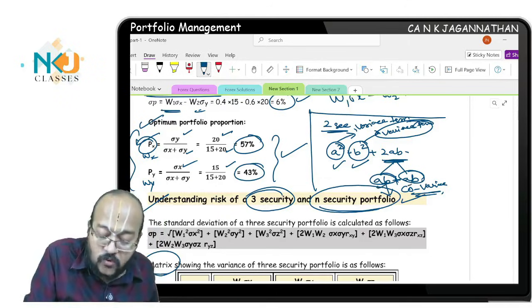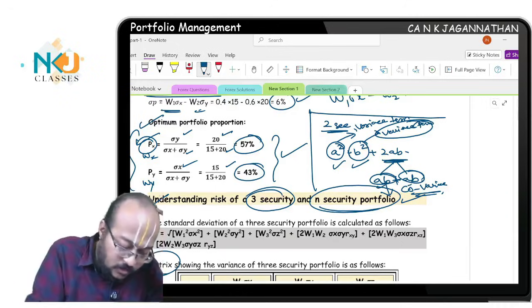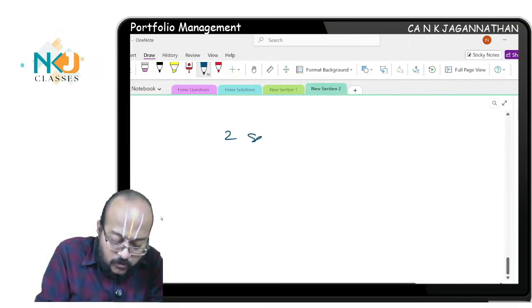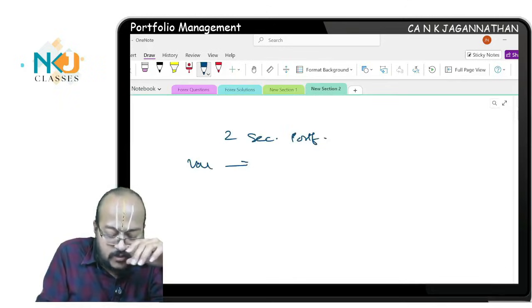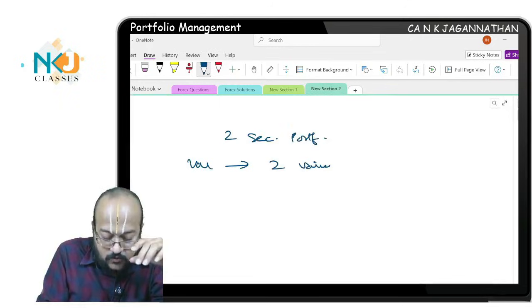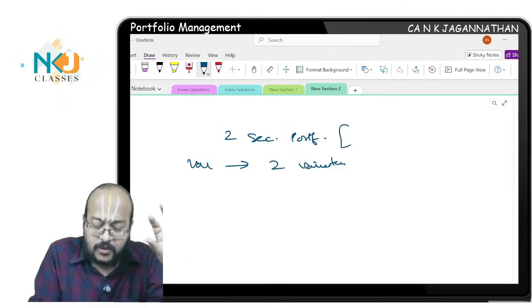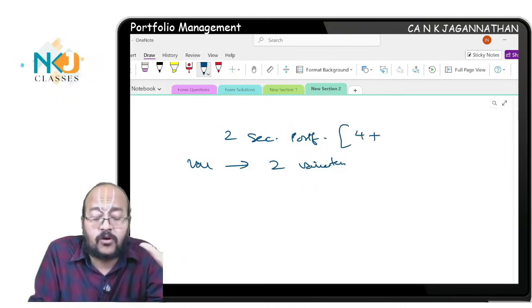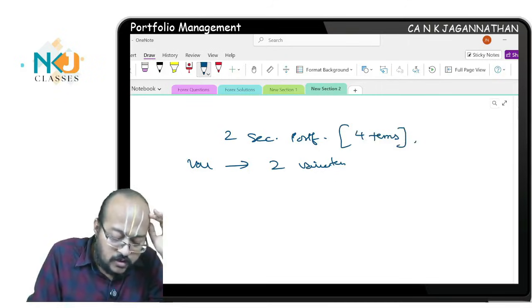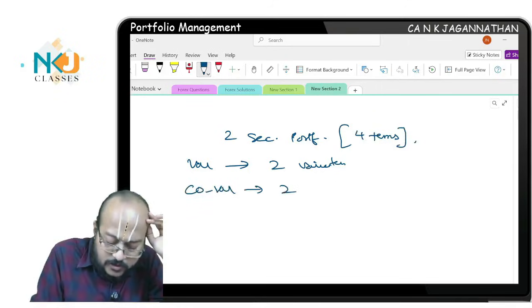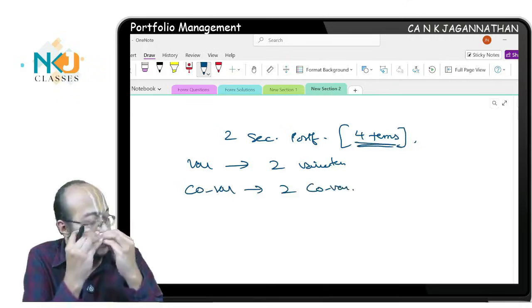Now, there are 2 covariance terms. For a 2 security portfolio, how can I conclude this? How many variance terms? Two variance terms. What is the total number of terms? Very simple, for a two security portfolio, four terms are there: two variance terms and two covariance terms. Are you listening to what I am trying to say?